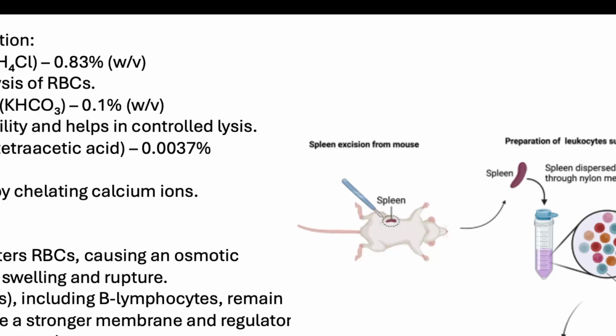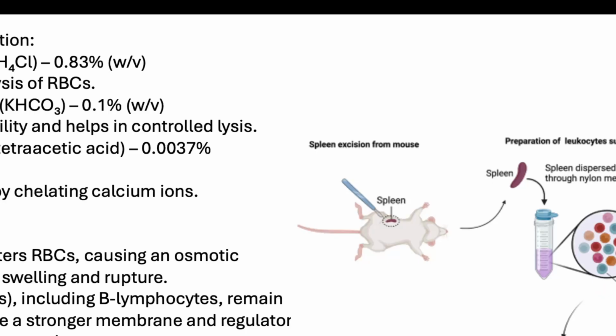Enrichment of B lymphocytes by cell sorting. So before cell sorting, this is treated with the Grace solution. Spleen is dispersed through nylon mesh. So there are all kinds of cells. There are monocytes, T cells, and basophils and B cells. We only want the lymphocytes here, which are B cells.